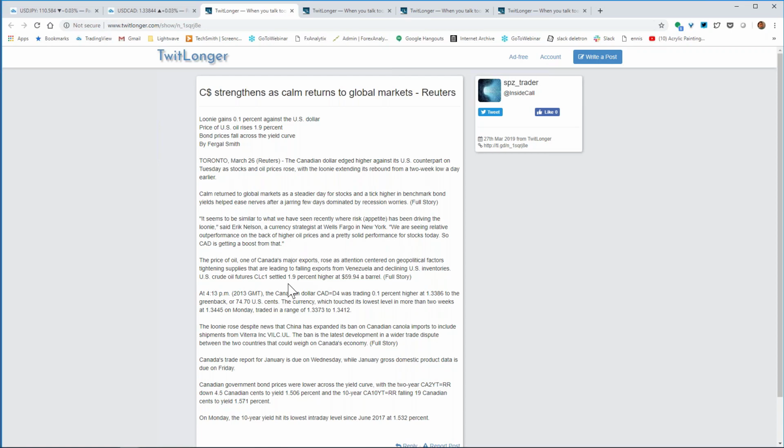tightening supplies that are heading to falling exports from Venezuela and declining U.S. inventory. The loonie rose despite news that China had expanded its ban on Canadian canola imports to include shipments from Viterra. The ban is the latest development in a wider trade dispute between the two countries that could weigh on Canada's economy.